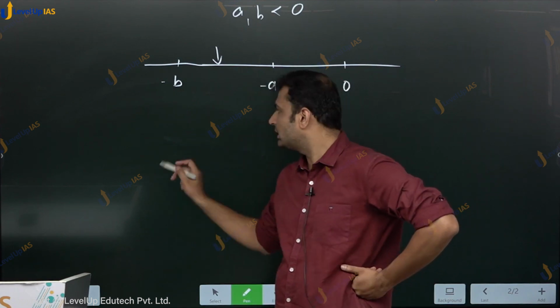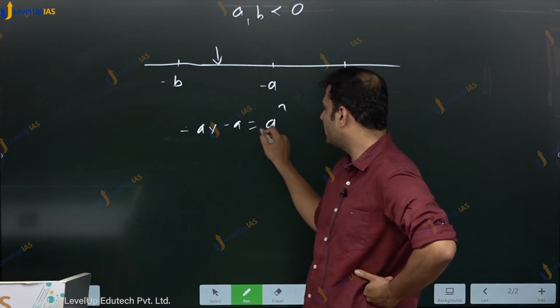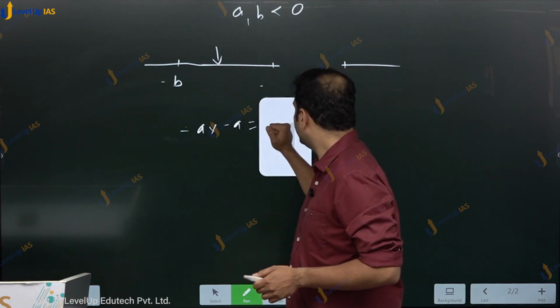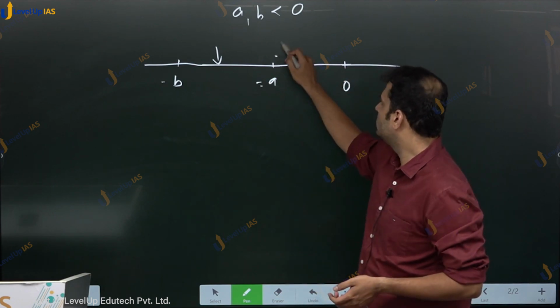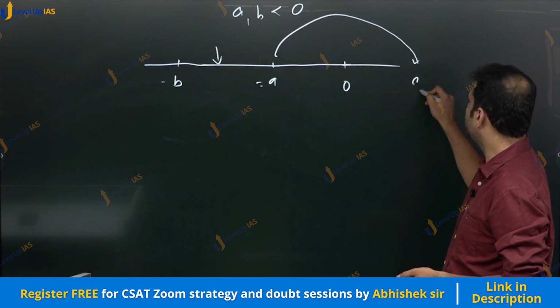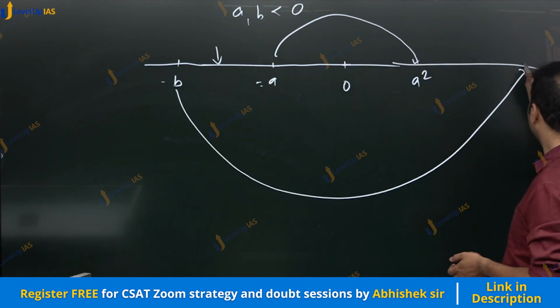Minus a squared, what does it mean? Minus a into minus a, which is a square, because minus minus makes plus. So the square of this number, if you square it, will go to a square, positive a square, and minus b squared will go to b square.